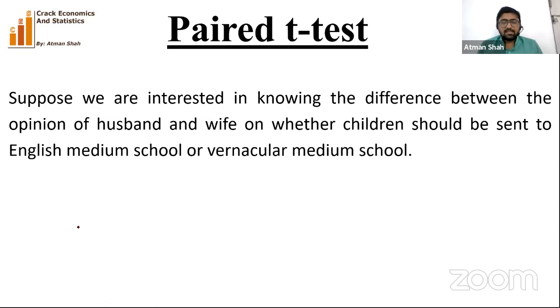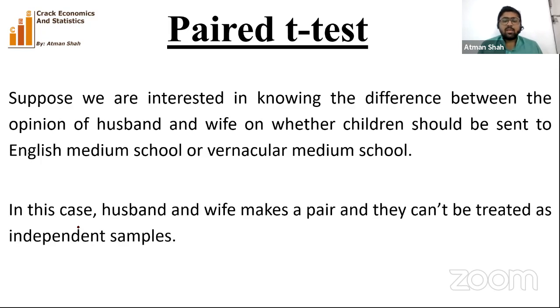Let's understand another example. Suppose we are interested in knowing the difference between the opinion of husband and wife on whether children should be sent to an English medium school or a vernacular medium school. Again, a husband and wife make a pair. They can't be treated as independent samples. They are correlated with each other, and therefore the independent sample test cannot be used. We have to use the paired t-test.